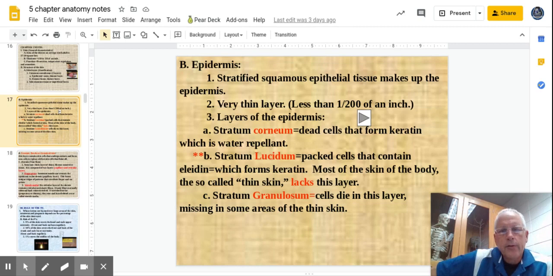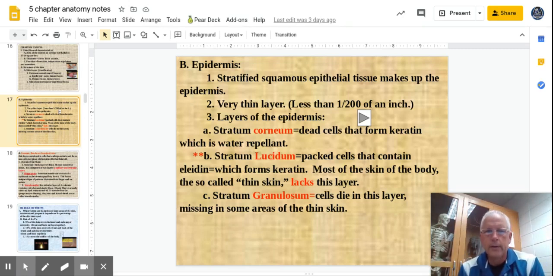Okay. The stratum lucidum is a layer that has something called eleidin, which forms keratin, which is water repellent. Now, some thin areas lack this layer, but it just produces the same stuff your fingernails and that type of stuff are made of, keratin. That's what waterproofs. So what happens is skin works its way up to the surface, and as it does, we waterproof it. So by the time it gets up to the stratum corneum, it's water repellent. Okay. The granulosum, that's where the cells die. So these two layers are missing in some parts of your skin. Okay.